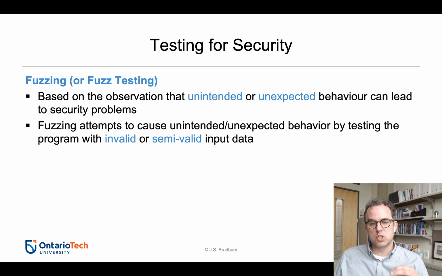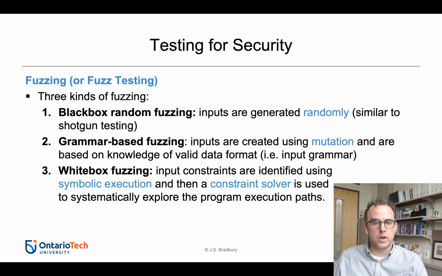So you need some strategy for how you generate the data that you will actually use to try to cause the unintended or unexpected behavior. So how do you generate data in fuzzing? Well, there are really three strategies or three kinds of data.